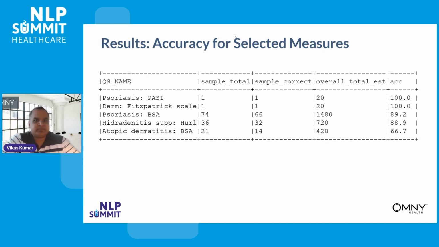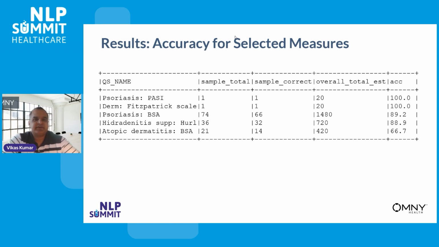Note that the PASI score for psoriasis and the Fitzpatrick scale for dermatology, the first and second rows, both have 100% accuracy, but we only found one sample in our notes, showing that these measures may not be well represented in the notes. Finally, the fifth row, the BSA for atopic dermatitis, while it has a high count, has a low accuracy. It shows that the accuracy varies greatly by severity score.